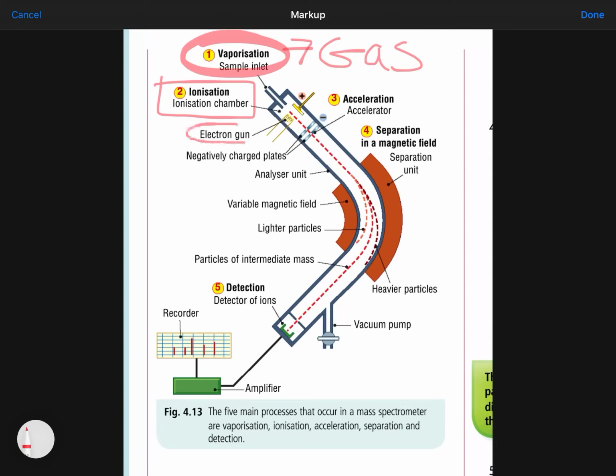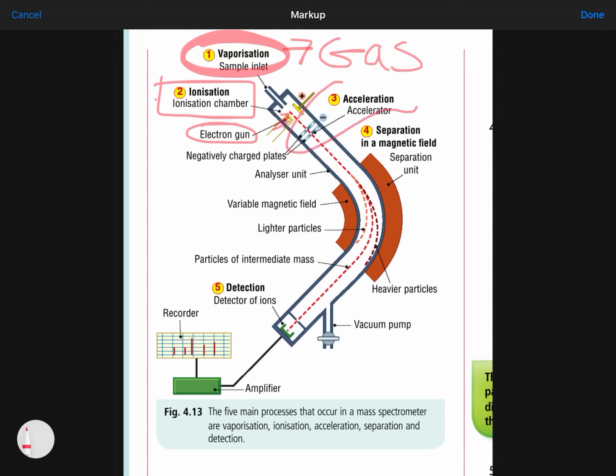So vaporization is step 1. And then in ionization, you have an electron gun here, which does exactly what it states. It fires electrons out of the filament. And those electrons bombard the atoms or the molecules, knocking off the outer electrons from the atoms. And therefore, you're going to form positively charged ions. So ionization means that you form positively charged ions by knocking electrons off the outer shells of the atoms.